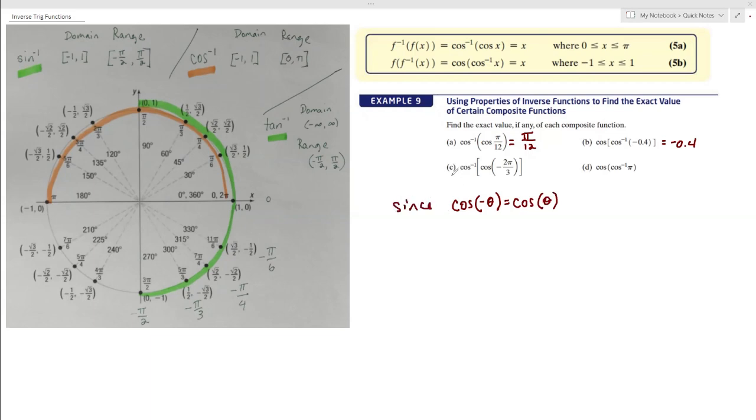Okay, so for part C, we're just going to rewrite it as the inverse cosine of the cosine of 2 pi over 3. And we can make it fit into its domain. And we get 2 pi over 3.